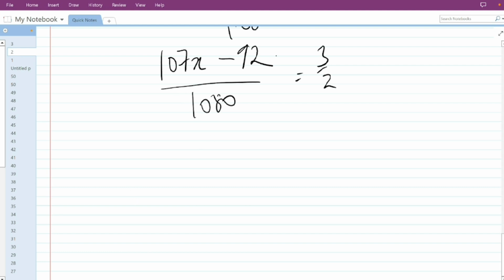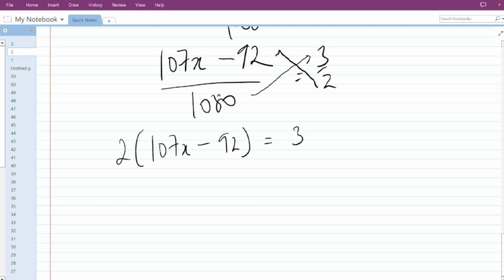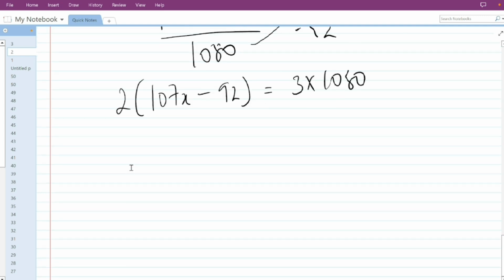So we have 107x minus 92 times 2. Then on the other side, you have 1080 times 3. So we have 2 into open bracket 107x minus 92 close bracket equals 3 times 1080. Note this 2 affects both of them, so you should be careful. This is where your basic algebra is very important.